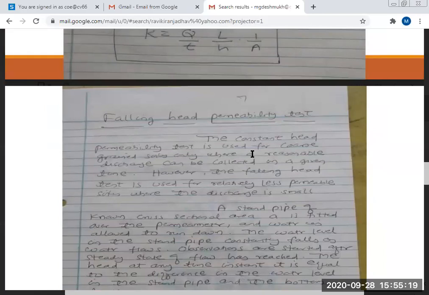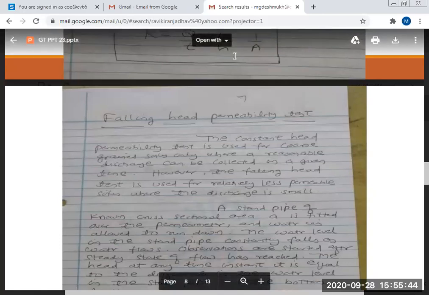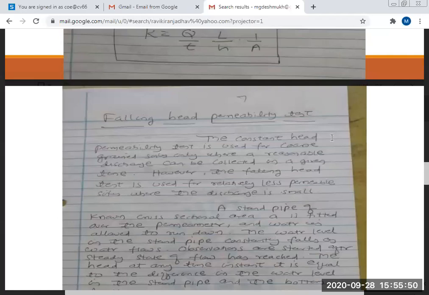The constant head permeability test is used for coarse grained soils only, where a reasonable discharge can be collected in a given time. The constant head permeability test we can do with coarse grained soil, where we get reasonable discharge. Whereas the falling head test we use in less permeable soil, where discharge is very low, because water hardly flows. So for less permeable soil we use falling head, and where discharge, flow and permeability are higher, we use the constant head permeability test.